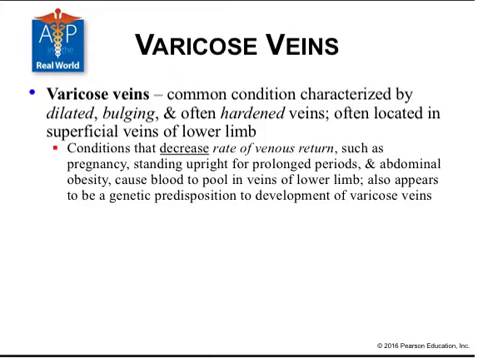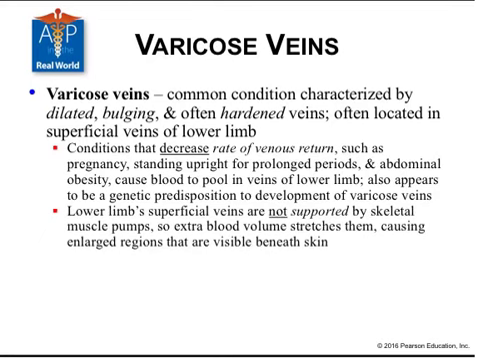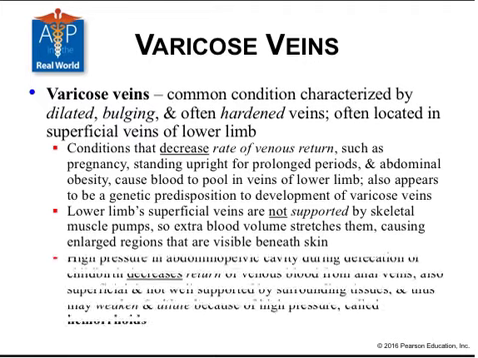It can be exacerbated by pregnancy, standing upright for prolonged periods, and obesity, and can cause blood to pool in the veins of the lower limbs. It also has a genetic predisposition. The lower limb superficial veins are not supported by skeletal muscle pumps, so extra blood volume stretches them and causes the enlarged regions to become visible beneath the skin. We're talking here about the superficial veins.